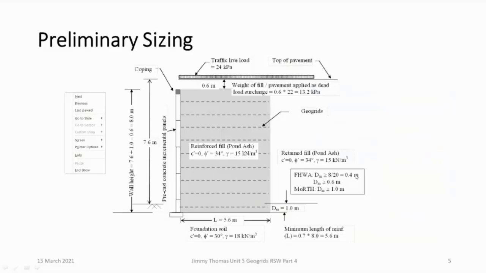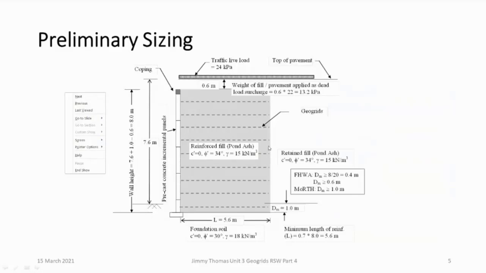But since we are doing the project in India, we go with the more stringent specifications, that means the Ministry of Road Transport and Highways standard. It says minimum embedment of 1 meter, so we will go with 1 meter. So the retained height is 7.6 plus 1 meter embedment.